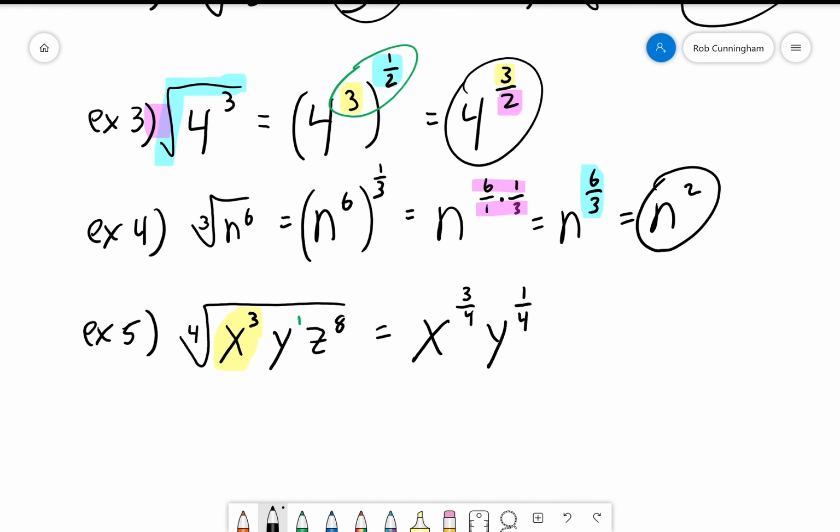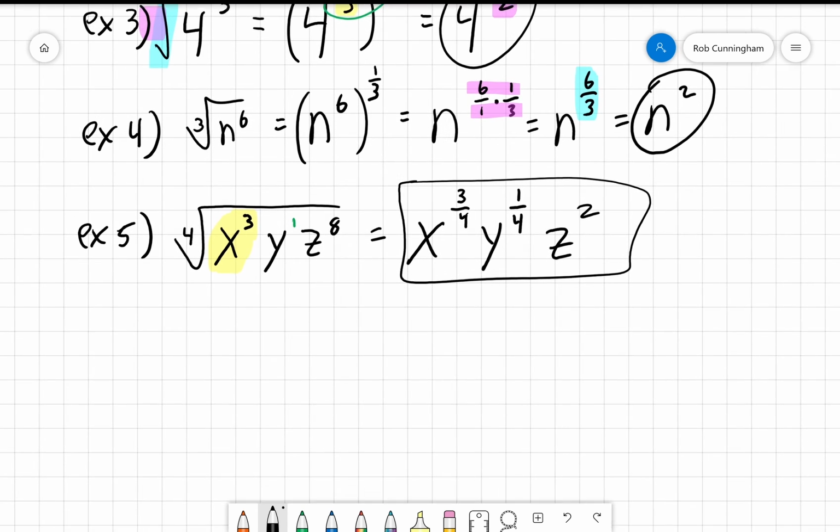This is why fractions are convenient, because it's just a shorthand for division. And then how about z? We've got z to the 8th, and then 4 on the bottom, so that would be z to the 8 over 4. Well, wait a second, I know what 8 over 4 is. 8 divided by 4 is 2.